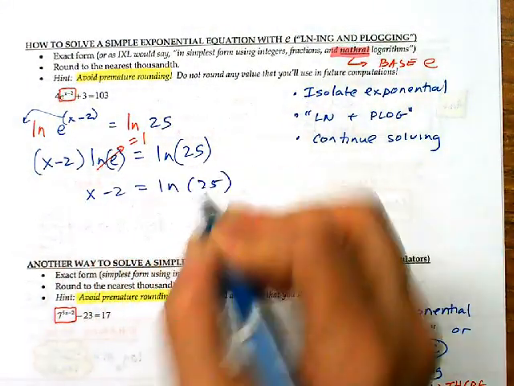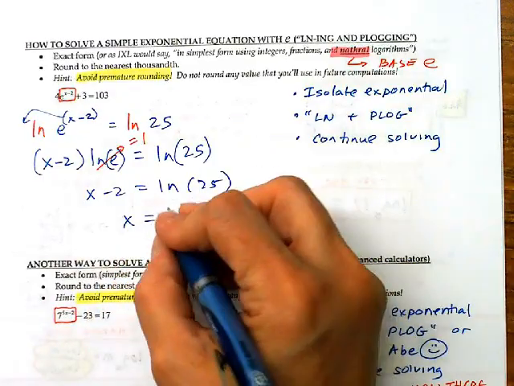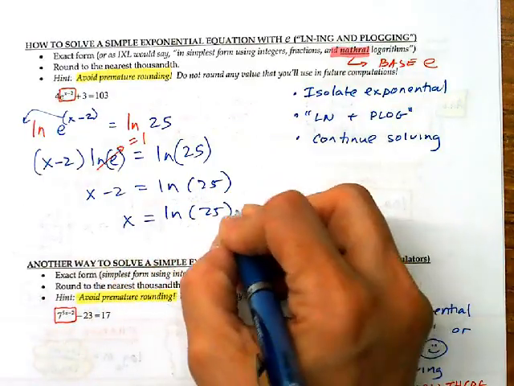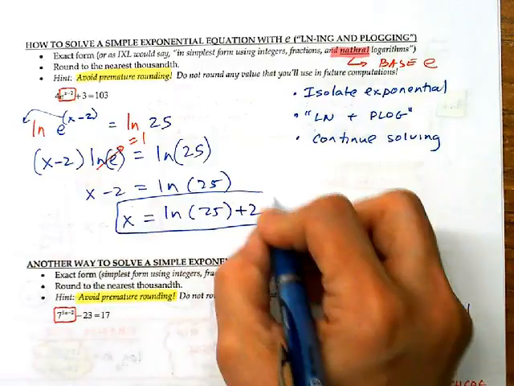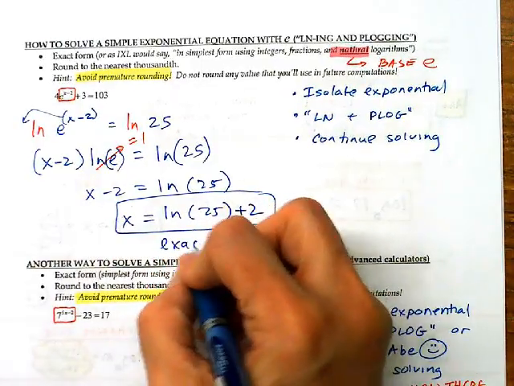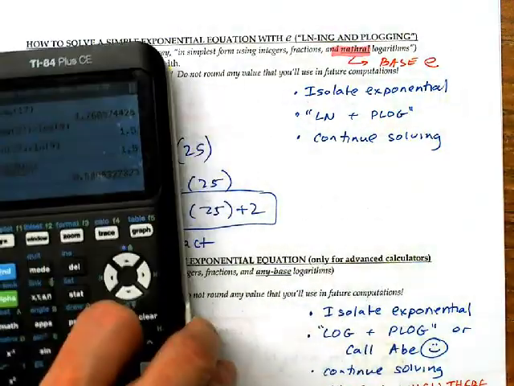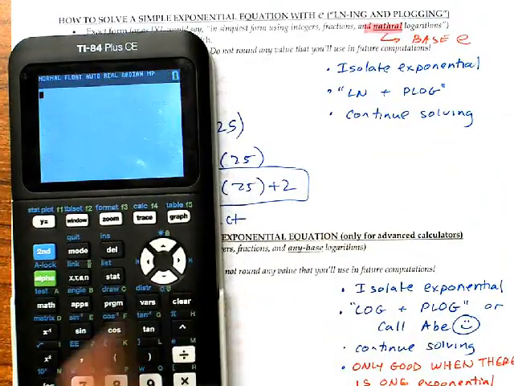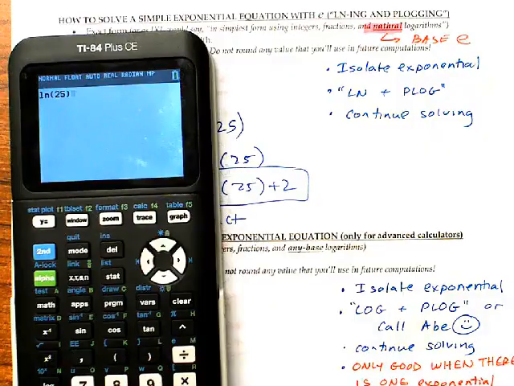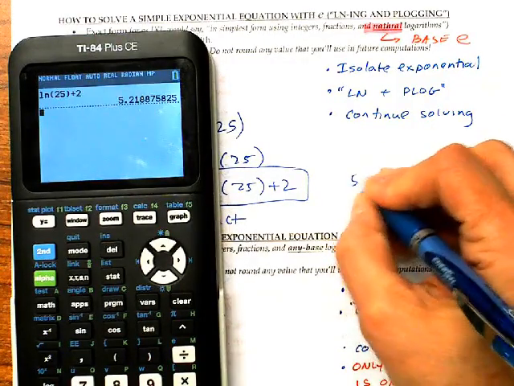To get the exact form, add 2 to both sides. And then if we do need a decimal approximation, we'll just type that in. Natural log 25, close the parentheses, plus 2. And that would give me about 5.2189-ish.